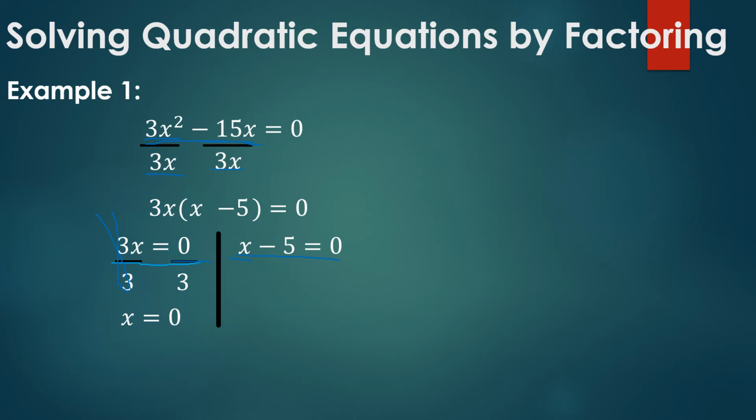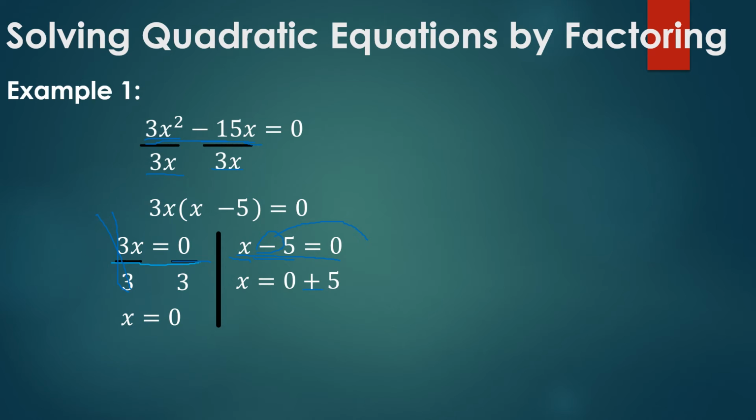We are going to add both sides of the equation by the opposite of negative 5. What is the opposite of negative 5? That is positive 5. Meaning to say, we are going to add both sides of the equation by 5, or we are going to transpose negative 5 to the right side of the equation, and this negative sign will become a positive.